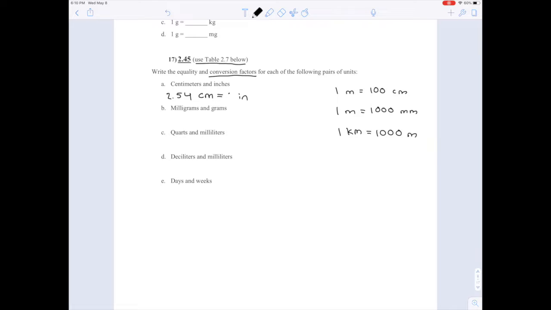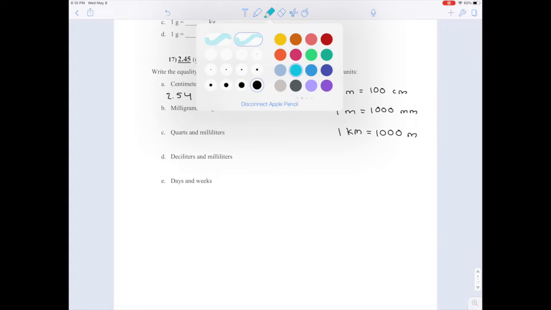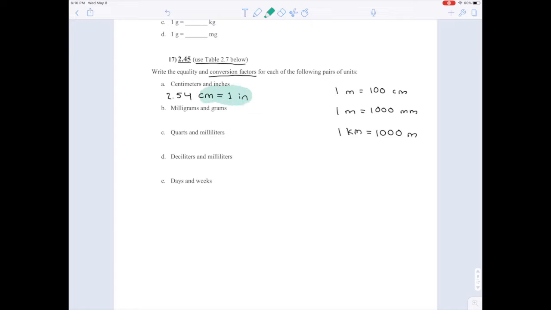2.54 centimeters equals 1 inch. And that is the conversion factor for those two. That tells you how those two units relate.